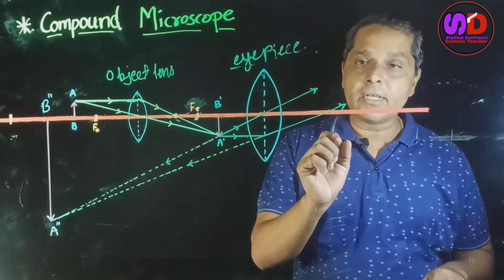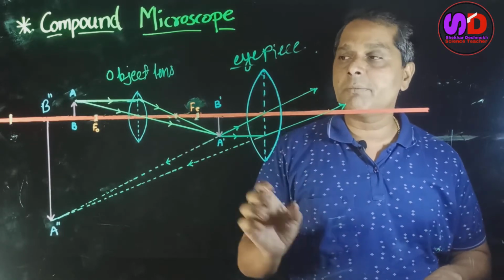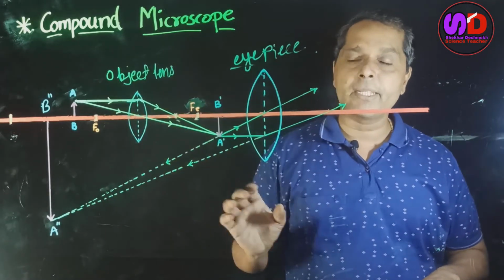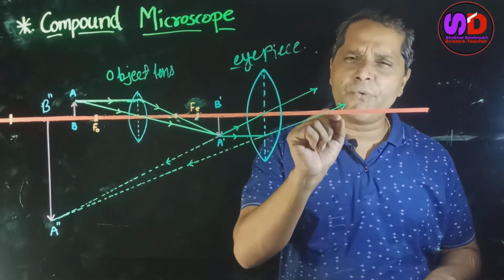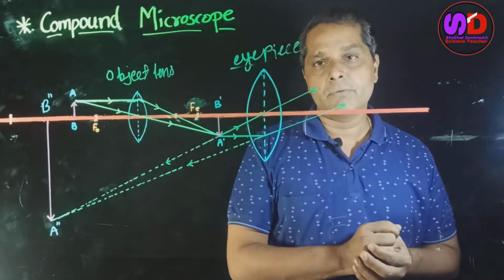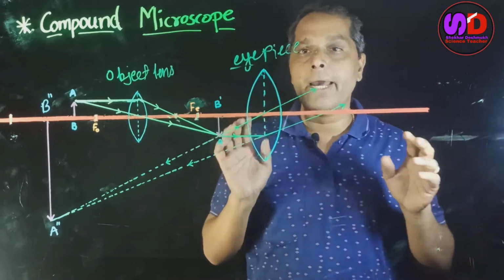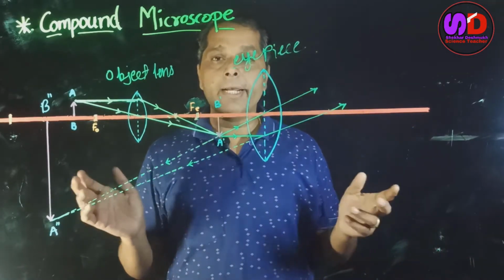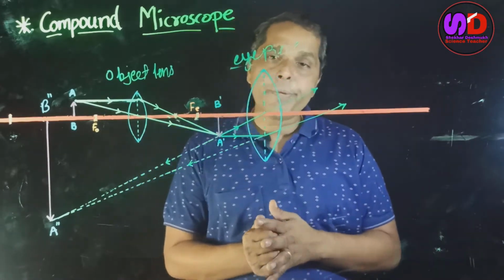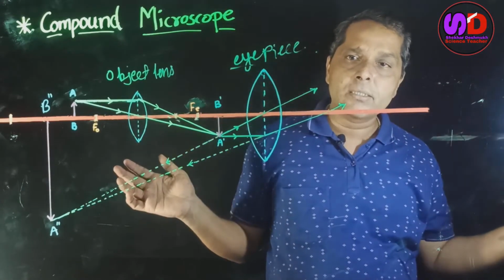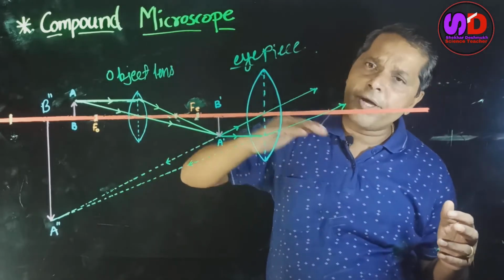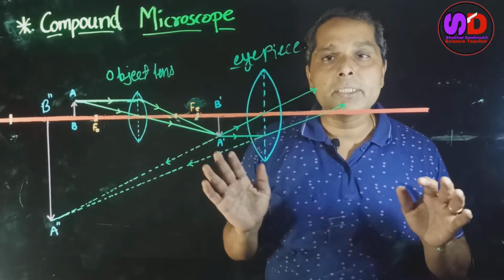Firstly, I want to tell you a basic difference between these two, compound microscope and telescope. A compound microscope is used to see very minute objects which we cannot see through our naked eye, and a telescope is used to see very large objects, but as they are very far from us, we cannot see them.